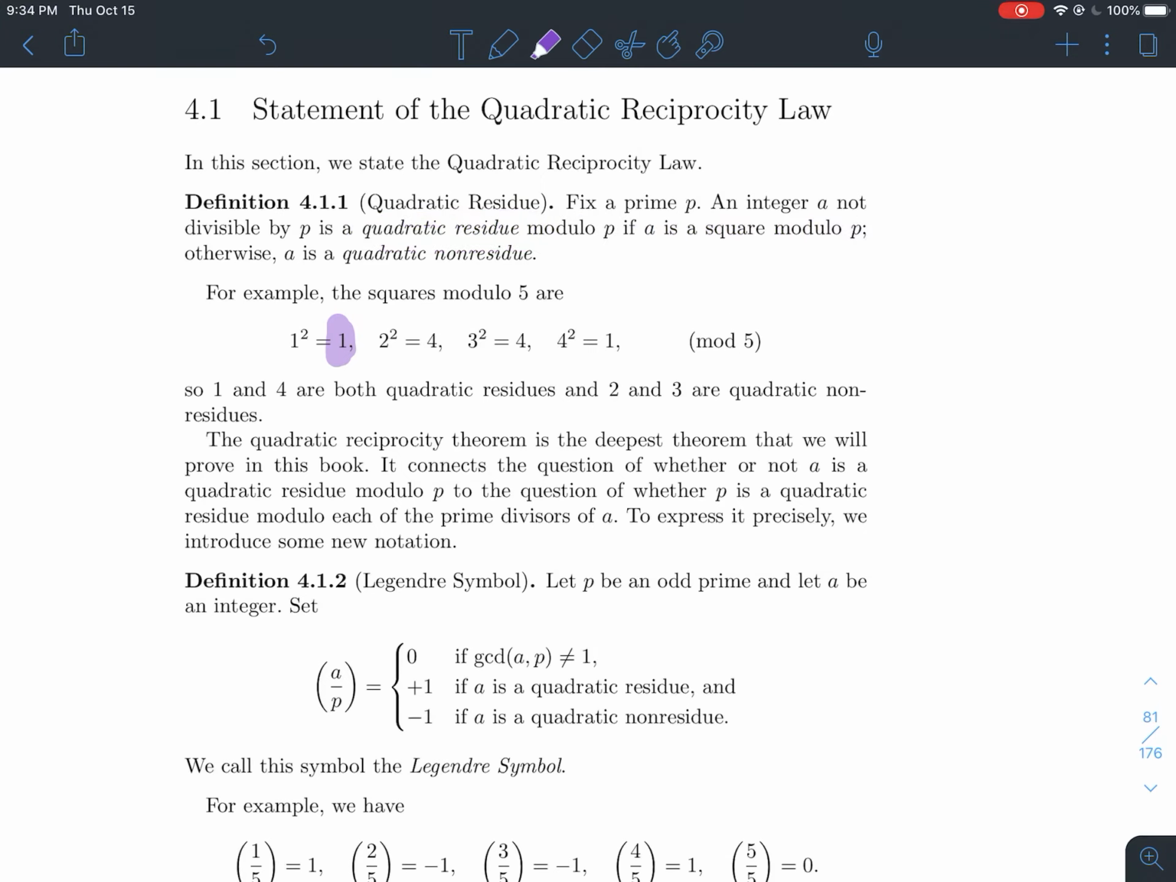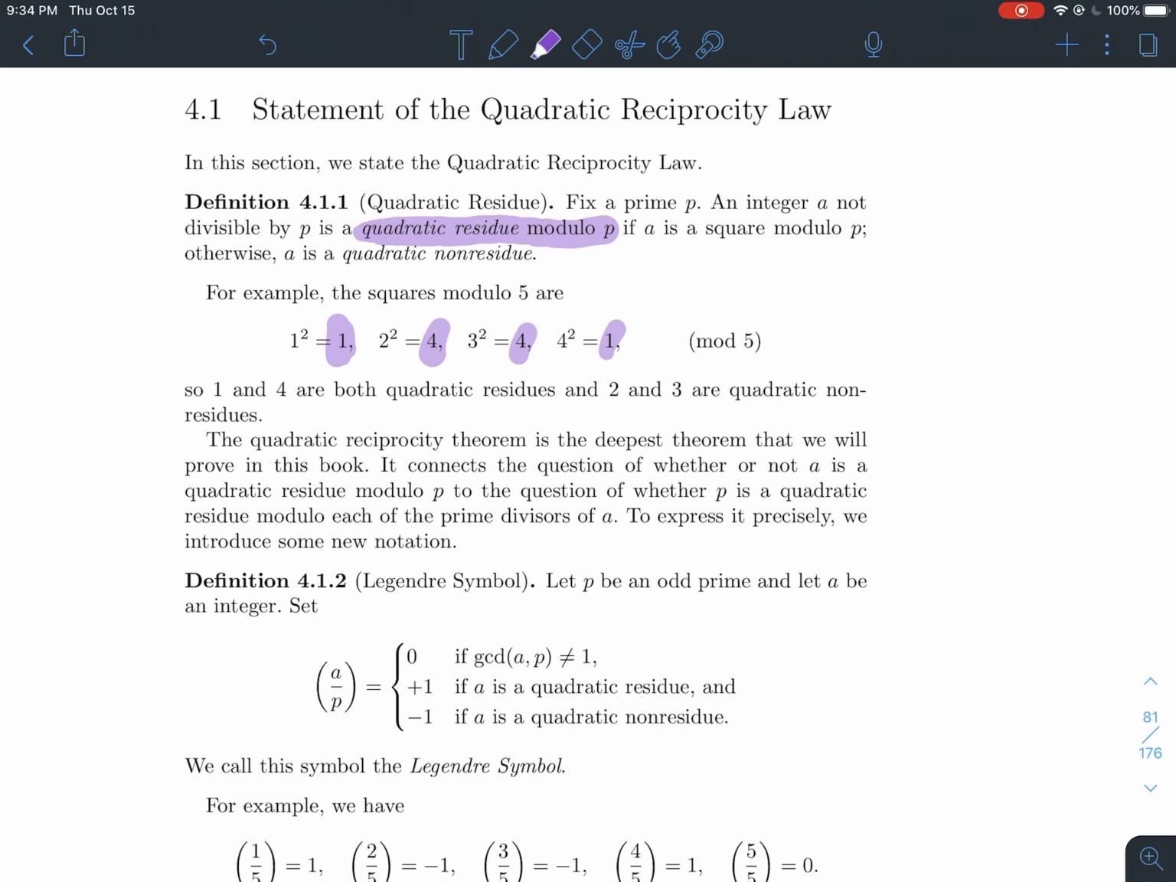What else do I see? When I square 2, the next element, I get 4. So 4 is also a quadratic residue mod p. When I square the next element, 3, I just get 4 again, so nothing new. And when I square 4, the last element of Z5 that's not divisible by 5, I get 1. So the quadratic residues mod 5 are 1 and 4.